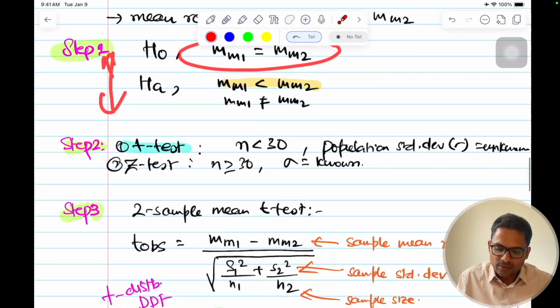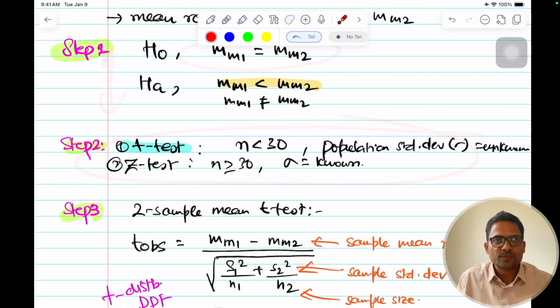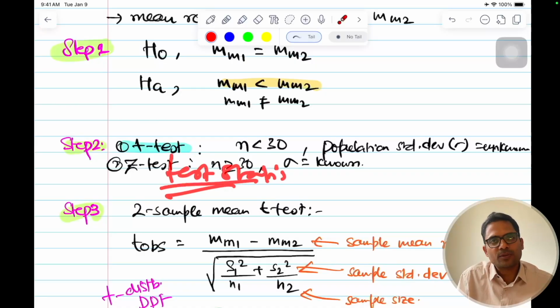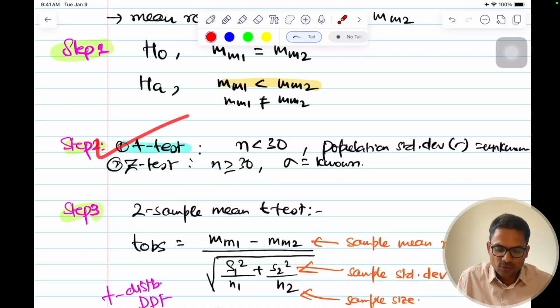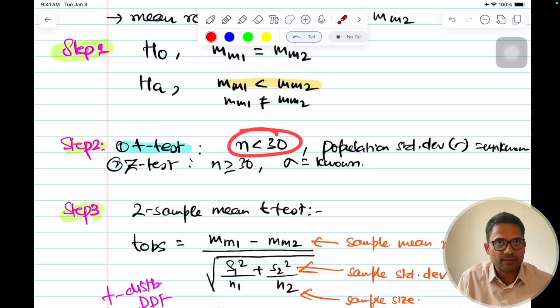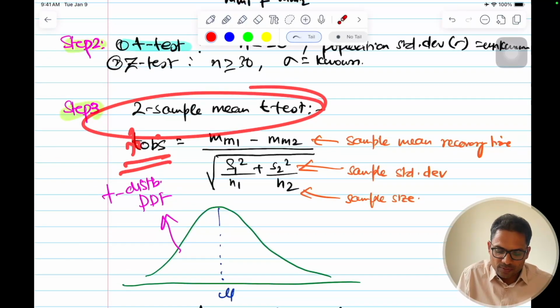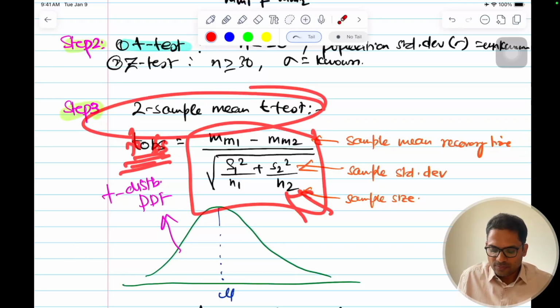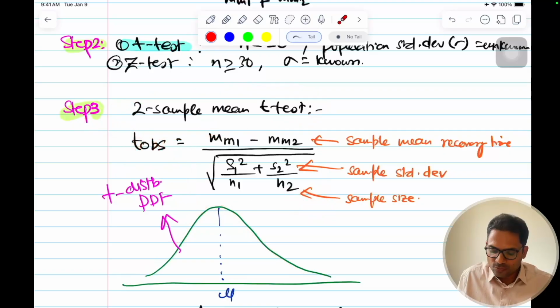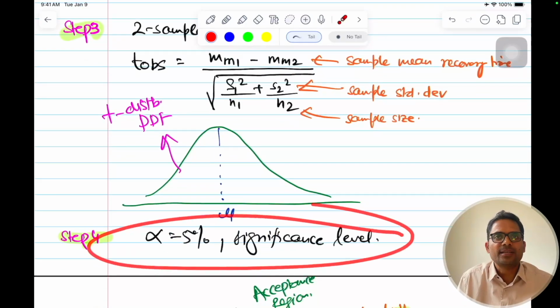So this is the thing which we want to accept or reject. Now we have to decide what kind of test we are going to use, and depending upon that my test statistic will come. We decided that we'll go with a t-test because my sample size is less than 30. Then we found the test statistic, and we got the distribution. The distribution is known for the test statistic, and we calculated the value for T observed.